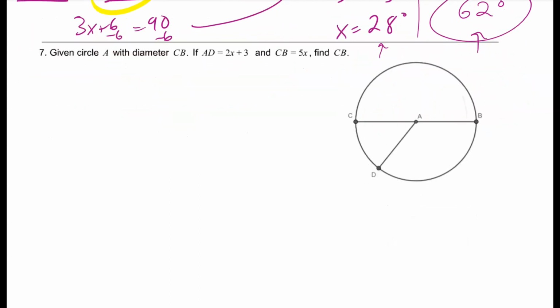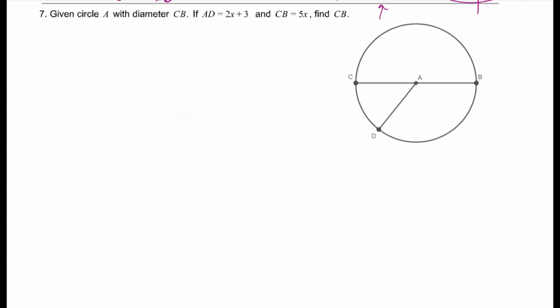Number 7. Given circle A with diameter CB, if AD is equal to 2x plus 3, CB is equal to 5x, find CB. Well, there's a couple of things here. Number 1, they give me an expression to represent the length of the radius. And remember that in a circle, all the radii are congruent. So AC, AD, and AB can all be represented by 2x plus 3.